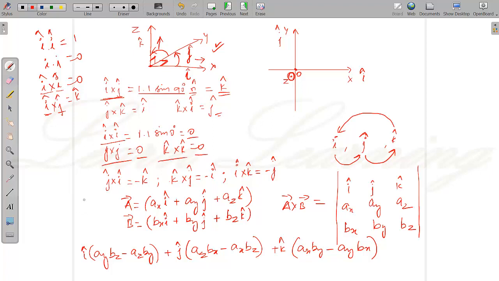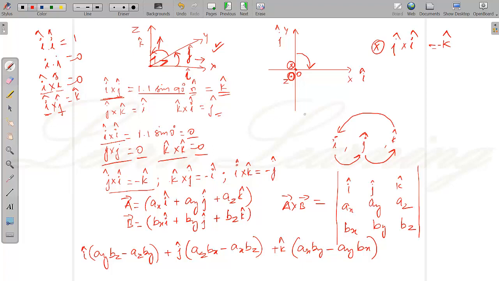Now how to remember it? You can see by turning your thumb and using the right hand thumb rule. But how to remember which one will be plus and which one will be minus? If you see this, J cross I will be minus K cap. So if you do J cross I, it will be going inside. So this is the J cross I direction. Okay, so this is going inside the plane, away from you. So that is minus K.